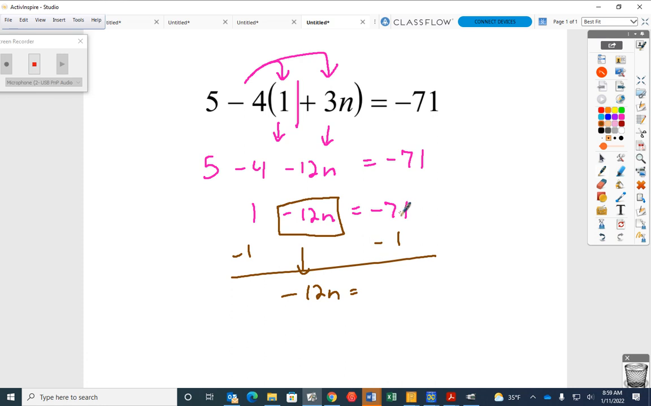Now, if I owe $71 and I owe another dollar, how much do I now owe? So this would be negative 72. Divide each side by what? Negative 12. If I have a negative divided by a negative, what do I get? And what is 72 divided by 12? 6. I did not do that on purpose, I promise, to make all the answers 6.